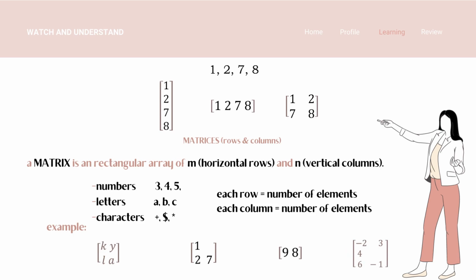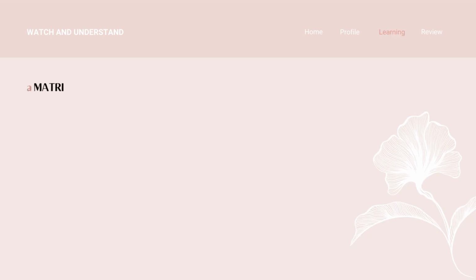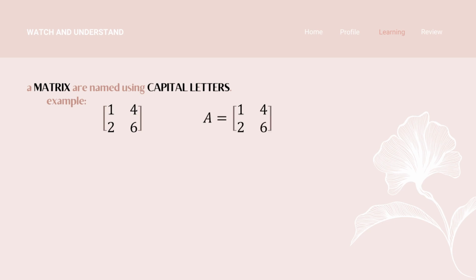The next thing I will discuss are a few super basic things you need to know about every matrix. The first one is that a matrix is named using a capital letter. For example, a matrix with 4 elements, 2 rows and 2 columns. You can call this one matrix A.